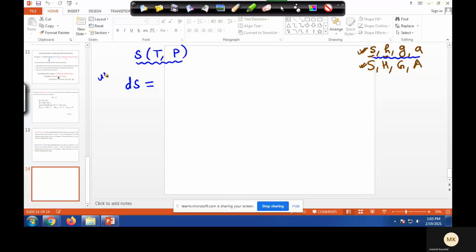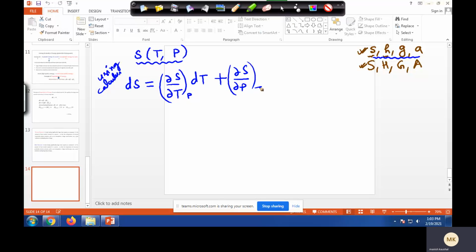Using differential calculus, you can always write dS is going to be dou S by dou T at constant P dT plus dou S by dou P at constant T dP. This you have to understand. This will be the starting point for all such kind of relations which you are going to establish.